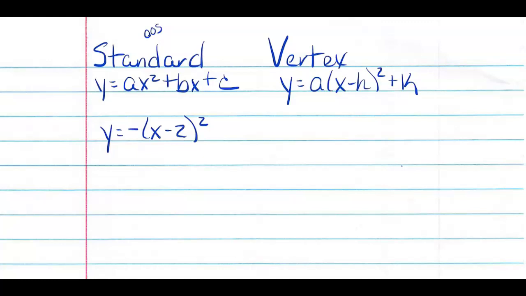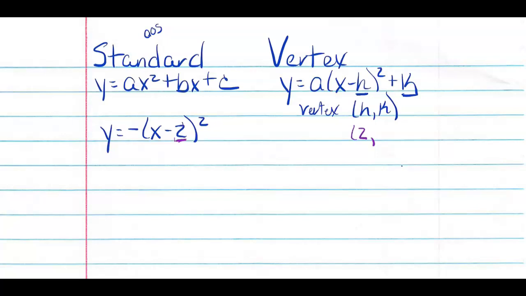When we have a vertex form, the h and the k make up the vertex. So I need to take the h and the k and turn that into a vertex. So I'm going to look here. The first thing I'm going to look for is the h. So the h is right here. Now remember, it's already negative, so that means that the h is actually a positive 2. So my vertex is going to be 2, and then I need the k value.